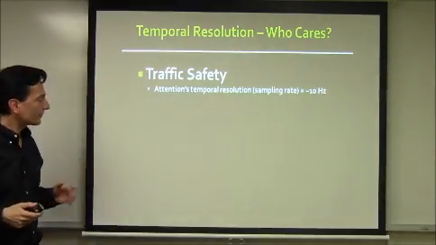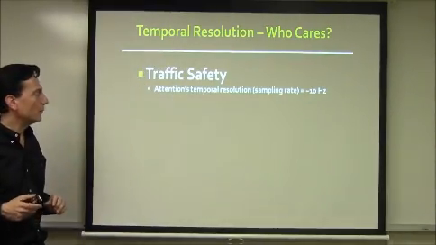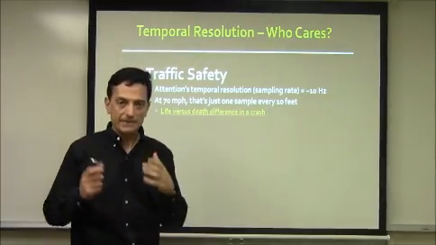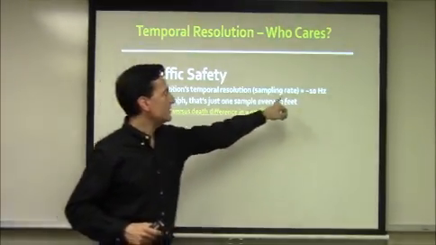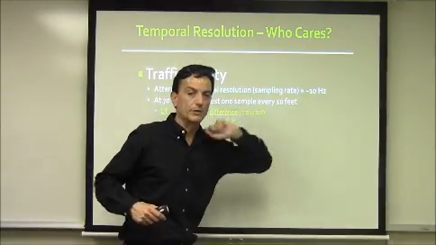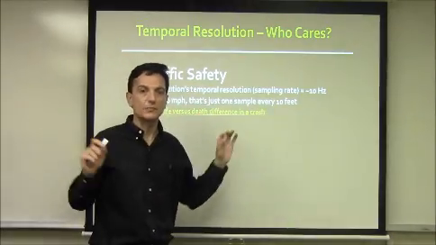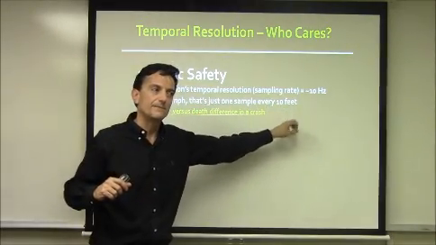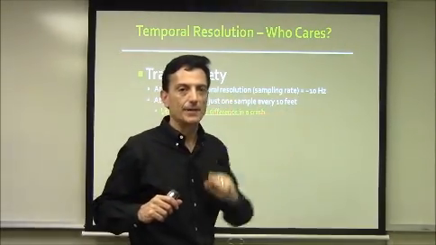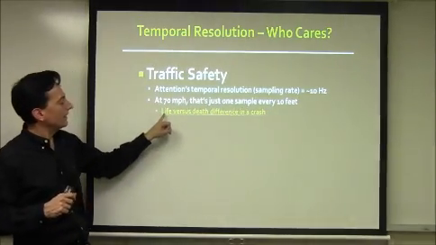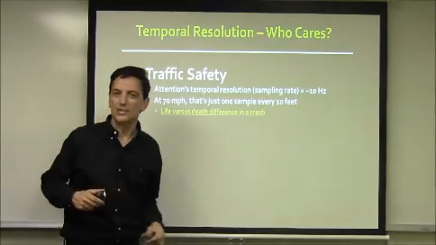Now, with regard to traffic safety, we can suppose that you're driving in a car at 70 miles an hour. If you're driving at 70 miles an hour and you're sampling at 10 Hertz, or once every 100 milliseconds, that's the equivalent of taking just one sample from the space around you every 10 feet. That's a relatively coarse sampling mechanism. So a 10-foot difference could be a life versus death difference in a crash.